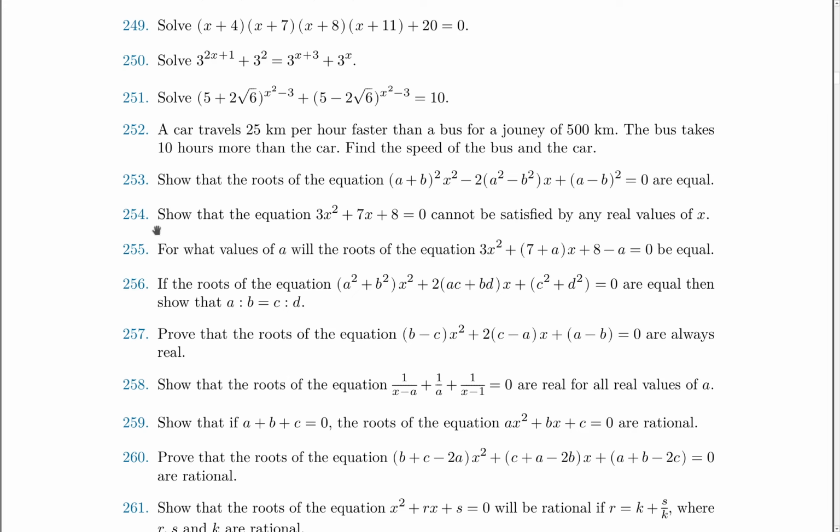Next question, question 254, says that show that the equation 3x square plus 7x plus 8 is equal to 0 cannot be satisfied by any real values of x.